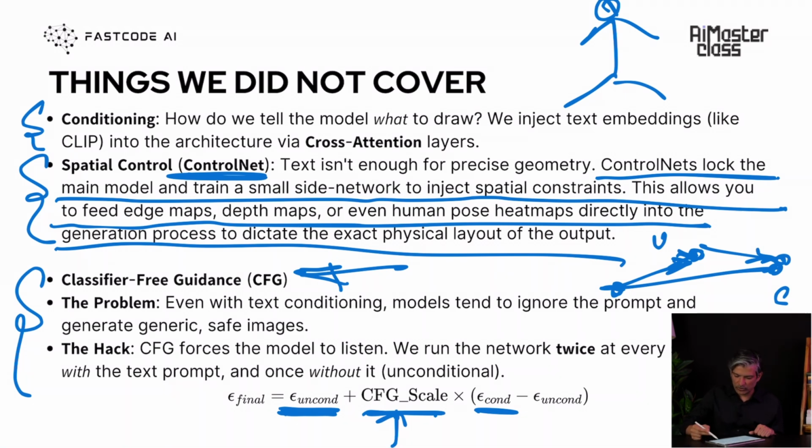We run the network twice at every step, once with the text prompt and once without it, and then you decide how much you want to go in the direction of the conditioning, right? How much you want to go in this direction, and this is decided by the CFG scale.